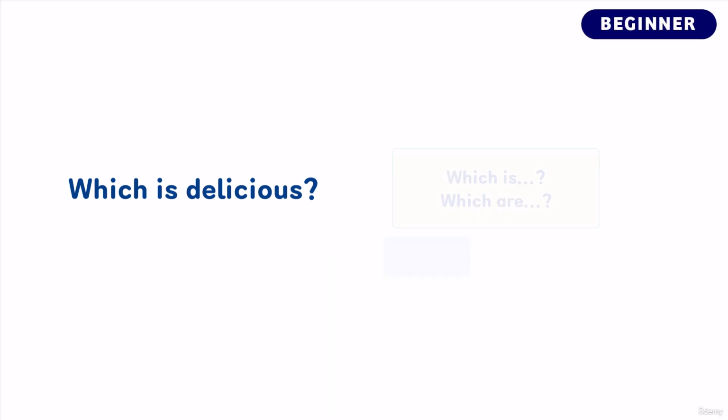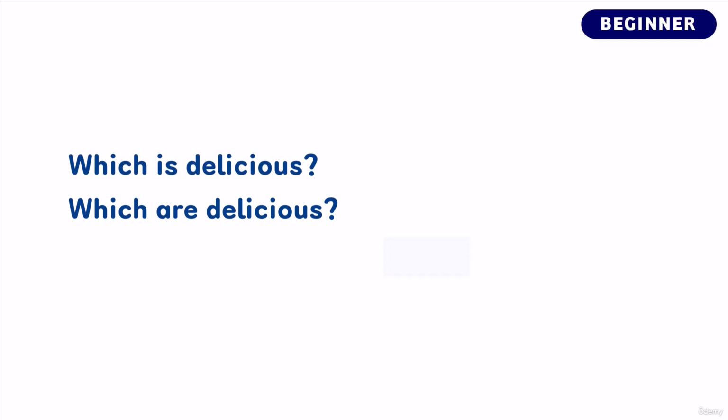When we use which, we can ask which is or which are, depending on what we are asking about. If we are asking about one thing, then we can ask which is. But if we are asking about many things, then we can ask which are. So the question can be asked like this as well. Which are delicious? And this question would ask about many things rather than one thing.